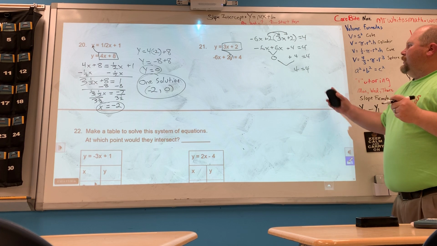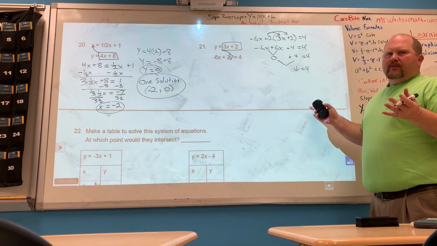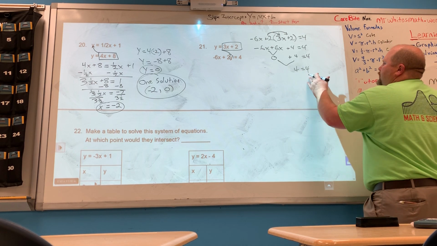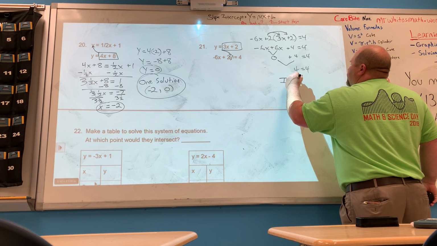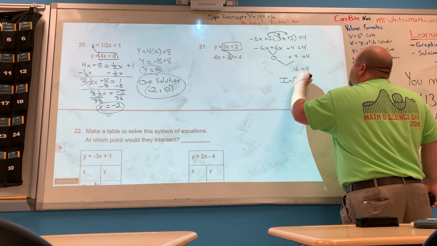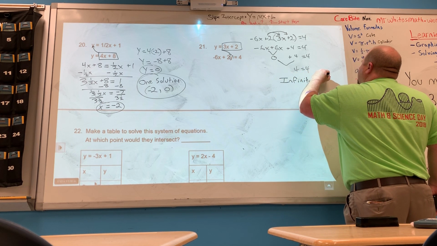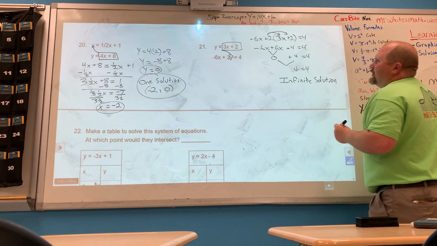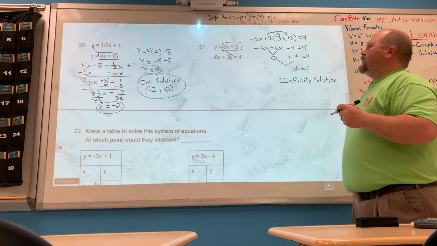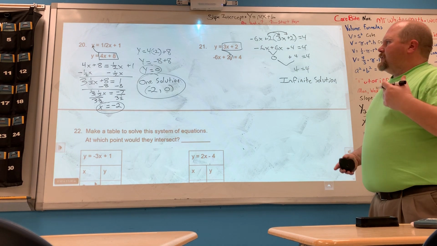Well, when you get a true statement and all your variables have gone away, a true statement means that you have an infinite solution. If you were to graph both of those equations, you would find out that they are the same line.